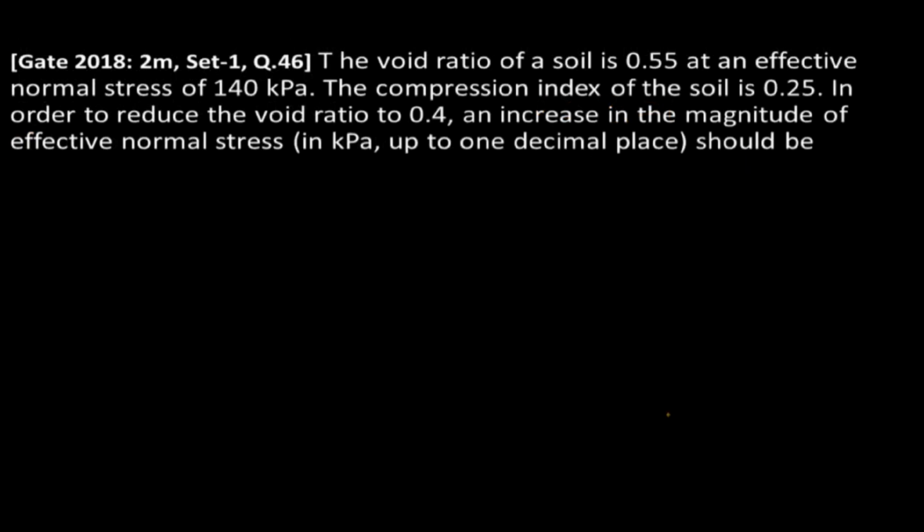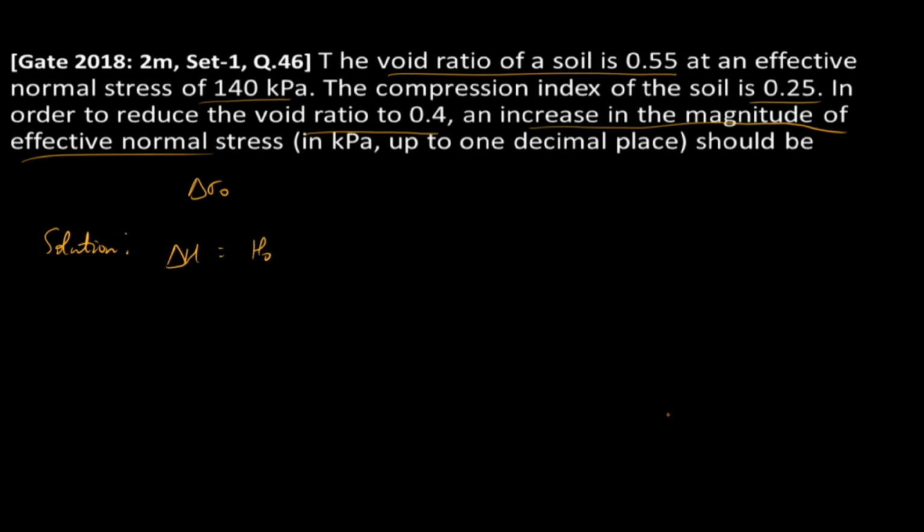In this question, they have given the void ratio of soil as 0.55, the effective normal stress as 140 kilopascal, and the compression index of the soil as 0.25. In order to reduce the void ratio to 0.4, they are asking us the increase in magnitude of effective normal stress, that is the change in effective stress, sigma naught. So we'll calculate the solution.